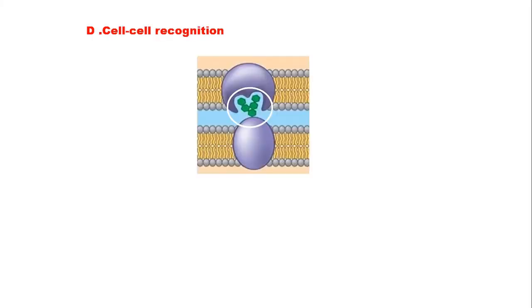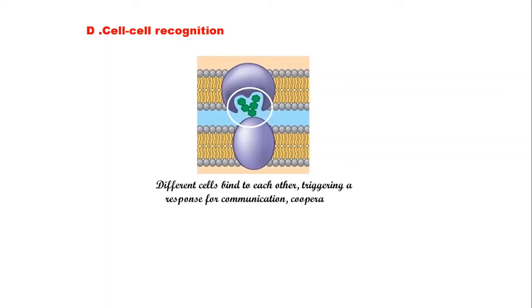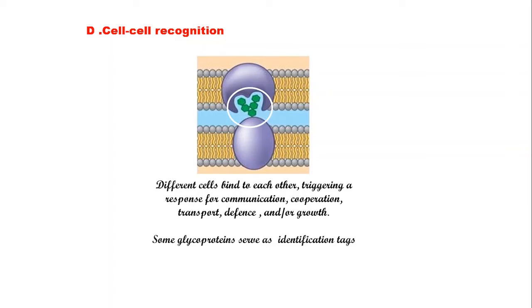Next, cell-to-cell recognition. It occurs when two molecules restricted to the plasma membranes of different cells bind to each other, triggering a response for communication, cooperation, transport, defense, and growth, such as recognition of pathogens. Some glycoproteins serve as identification tags that are specifically recognized by other cells. These proteins serve as a cell identity badge.